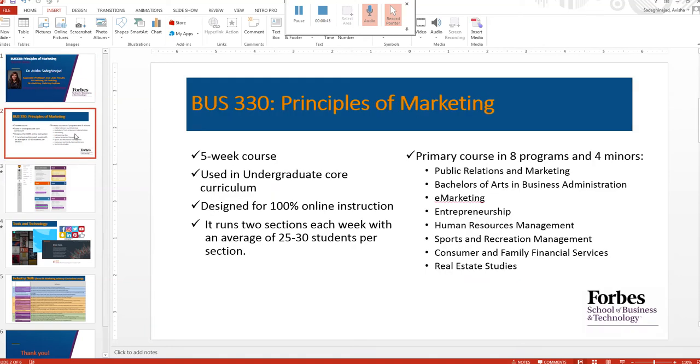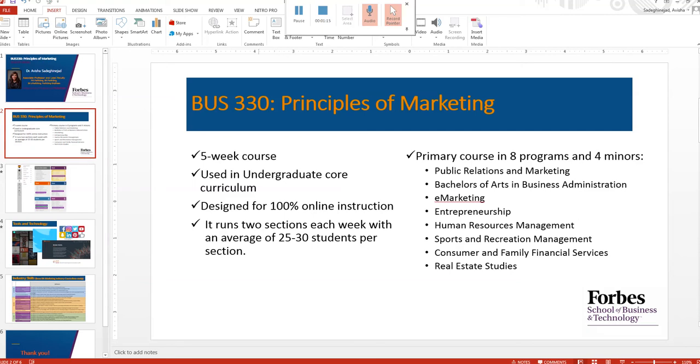BUS330 is an undergraduate 5-week course that is specifically designed for 100% online instruction, and therefore certain needs of online students were considered in the design. BUS330 is a primary course in 8 different programs and also in 4 minors. It runs 2 sections each week with an average of 25 to 30 students per section.